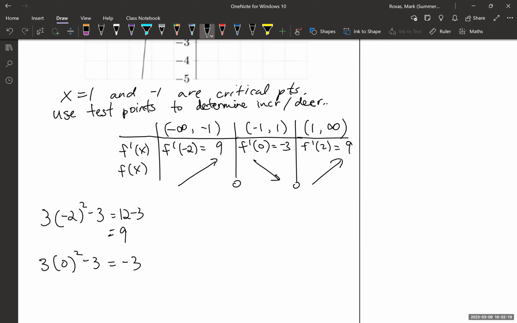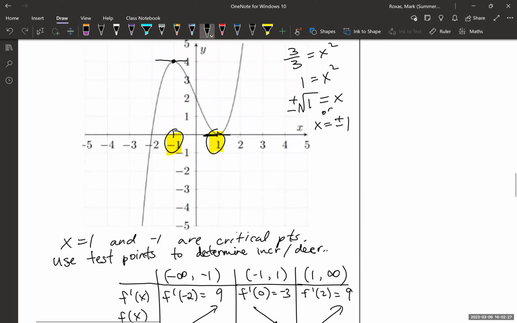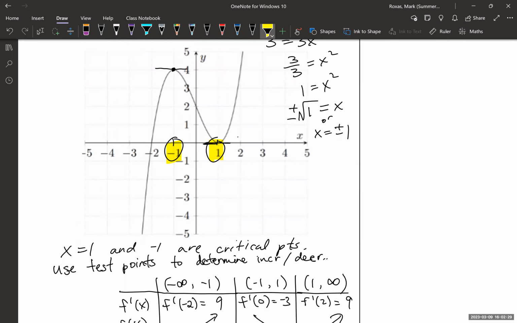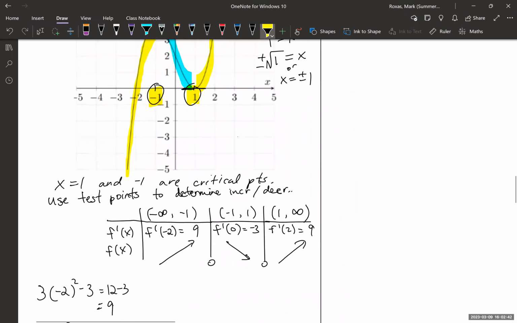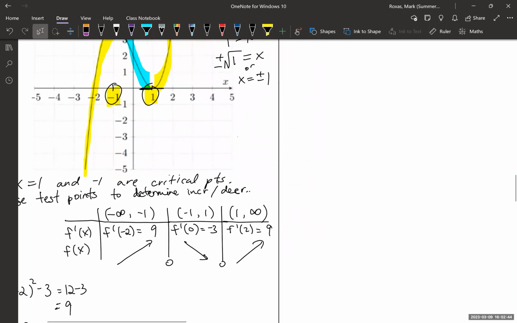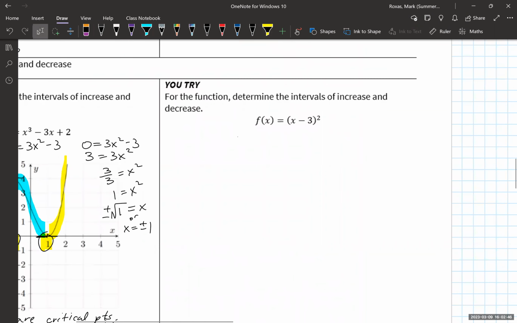Okay, but this table is what we use to demonstrate where our intervals of increase and decrease are. And then we can just verify that with the graph. We have an increasing function from negative infinity to negative 1, then a decreasing function from negative 1 to 1, and increasing again from 1 to infinity. Okay, so try the next one on your own. Pause the video and see if you can do it.